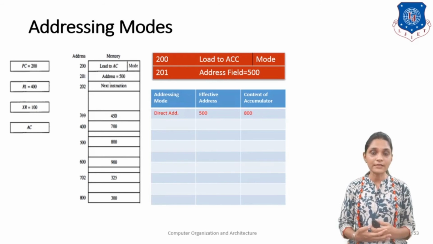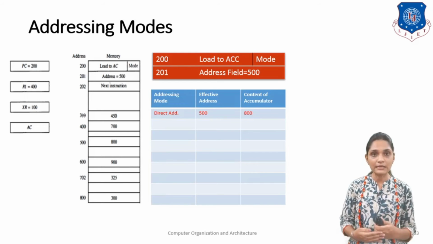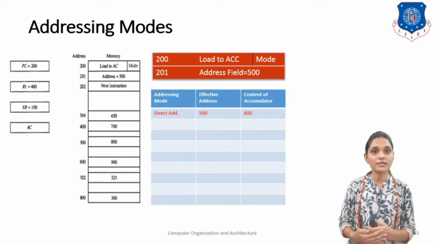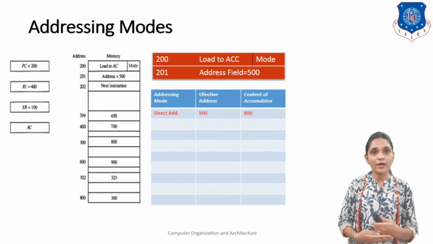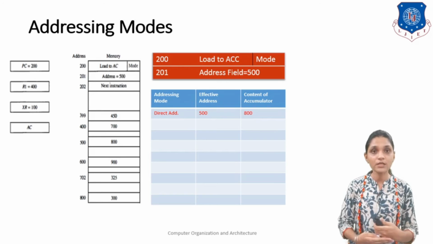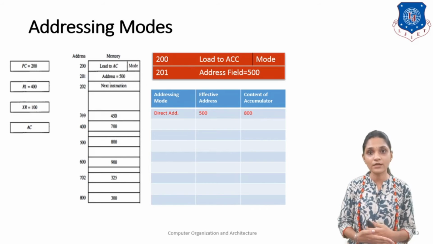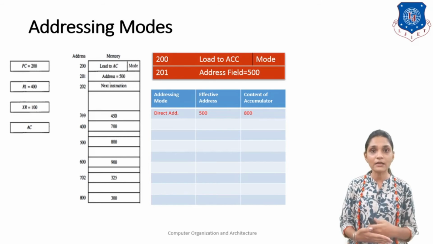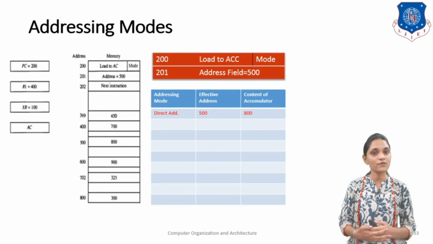First we start with the direct addressing mode. For direct addressing mode, your instruction will be like LD 500. That means the location where your operand is stored is given directly. So your actual address is given here. The actual address will be 500, and the operand, or you can say data, stored at location 500 is 800. So by executing this instruction, you are going to store 800 into the accumulator, and your effective address is 500.